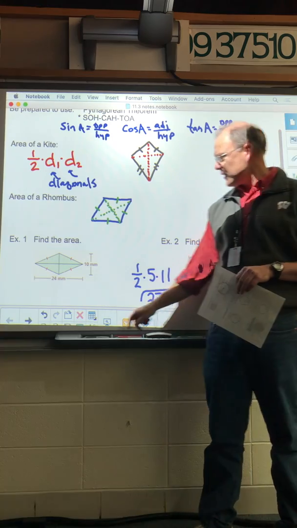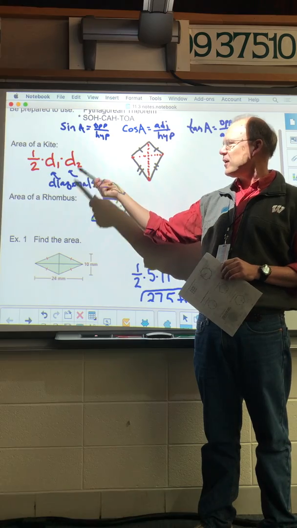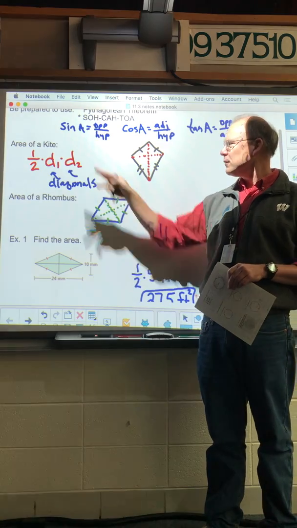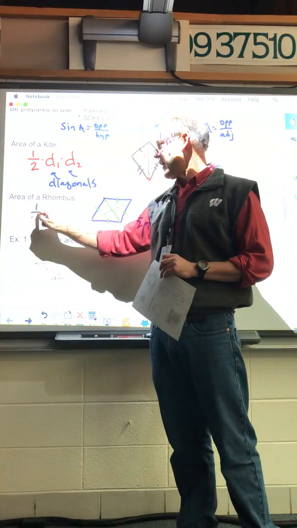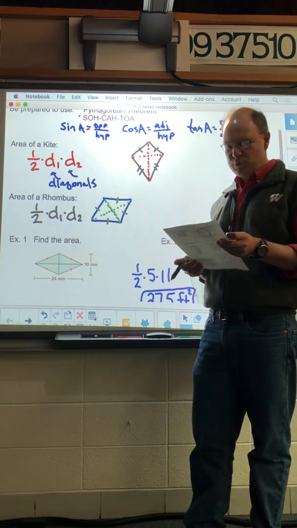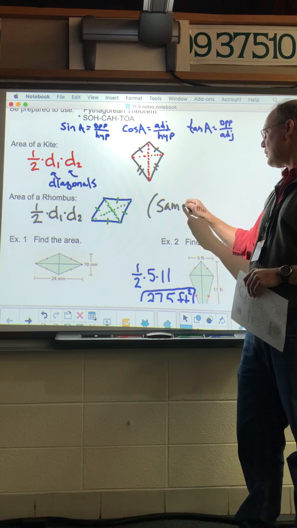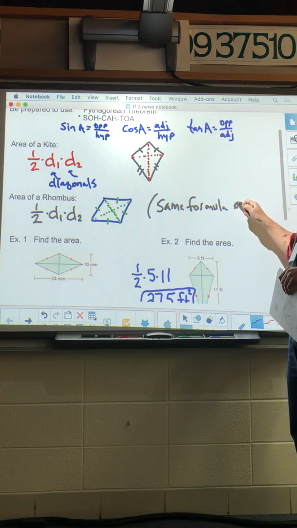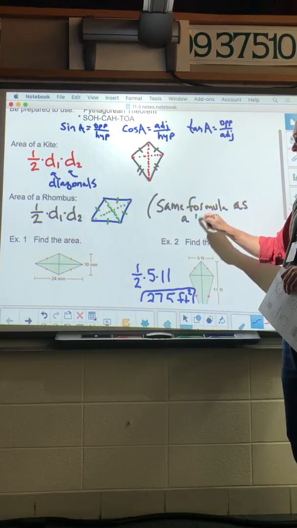Okay, so the nice thing is that the rhombus has the exact same formula for the area as the kite. So remember one formula for both rhombus and kite. 1/2 diagonal 1 times diagonal 2. Same formula as kites.